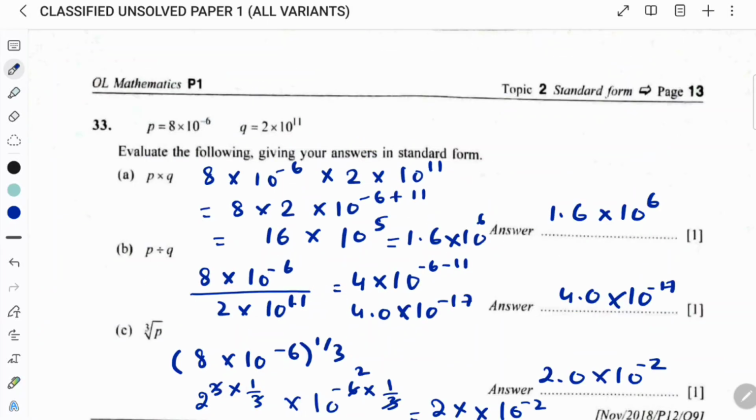Alright, the other questions are the same type of questions, so please do the practice and do this topic also of the non-calculator series. Thanks for watching. I hope you understand standard form clearly.